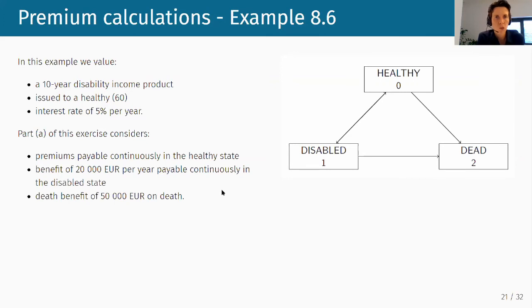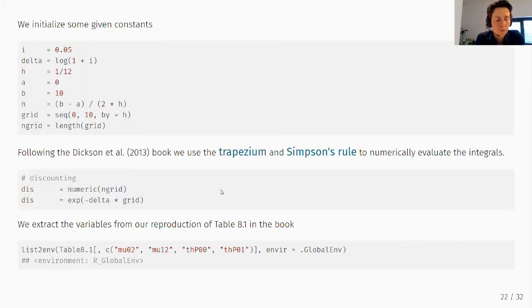Let's call that P. So how would we do this? Okay. So let's get started. First of all, there are some constants we want to initialize. What is given is the interest rate is 5% per year. So that's in a discrete kind of thinking. So that's the i, the rate per year, that's 5%. I'm going to translate that into a force of interest, the delta, by using the connection that 1 plus i is e to the power delta, such that delta is then the logarithm of 1 plus i.